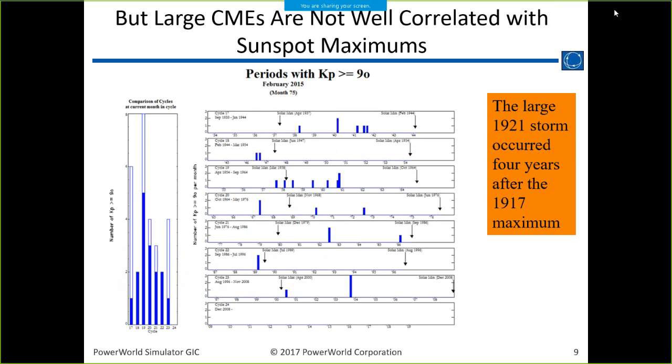Okay. The question is, does that have any ramifications for the large coronal mass ejections? And the answer is probably not, because the historical data says that the large coronal mass ejections are not well correlated with the sunspot maximums. This is the various solar cycles here, and the blue lines are showing where there are big storms. I don't know if I can read the numbers here. That was the '89 storm.